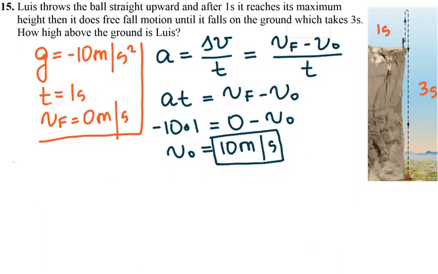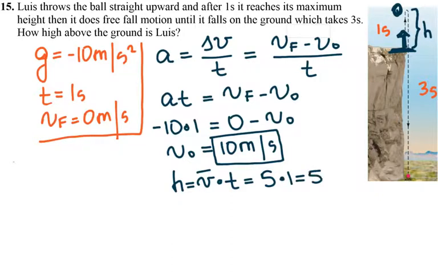Okay, now I'm going to calculate what distance the ball traveled to its highest point from where Luis is standing. So the distance, the height, is equal to average velocity times the time. When he's throwing the ball upward, his initial velocity is 10, and the final velocity is 0. So his average velocity is 5: 0 plus 10 gives me 10, divided by 2, average, times the time, 1 second. So the ball is going to reach its maximum height at 5 meters from where Luis is standing.